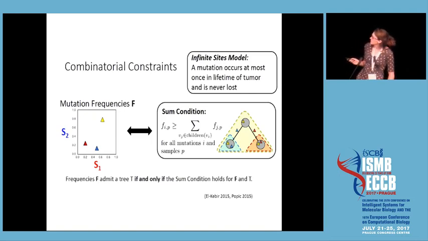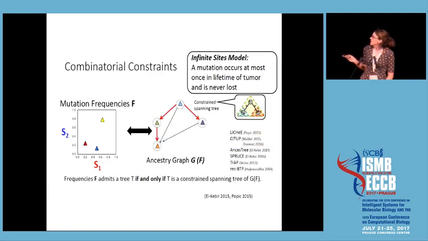This paper from El-Kebir et al. from 2015 proved that this is really a necessary and sufficient condition for solutions, that frequencies F admit trees T if and only if this sum condition actually holds for F and T. And it went on to characterize solutions to our tumor phylogeny inference problem, with trees that respect the sum condition for a set of frequencies being a set of constrained spanning trees from a particular graph, where the constraint is actually just this sum condition.